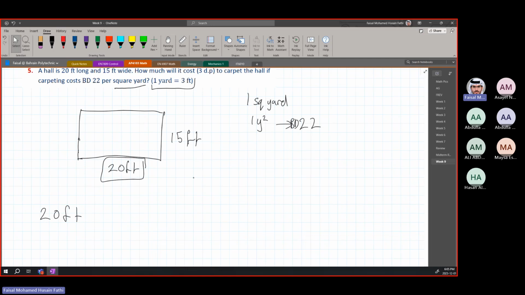We want to change this feet to yard. They gave us the conversion: 1 yard equals 3 feet. So you will multiply this with something that has an up and a down. This is division, a ratio or whatever.